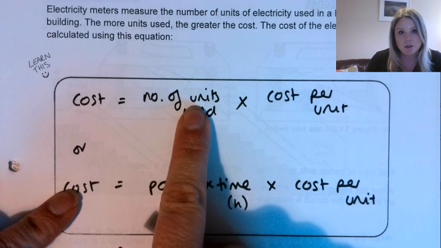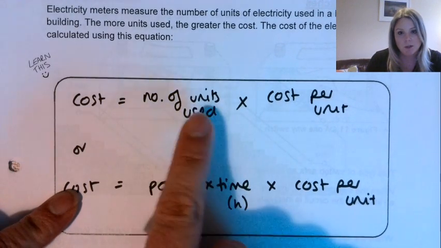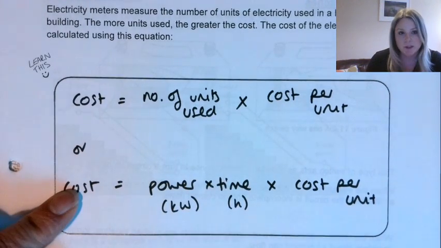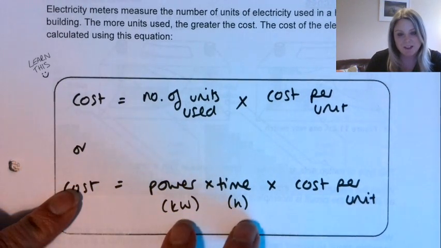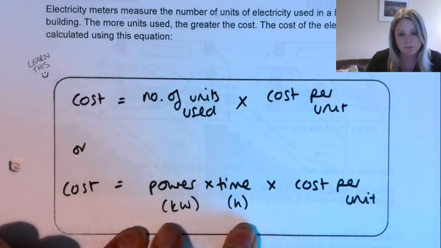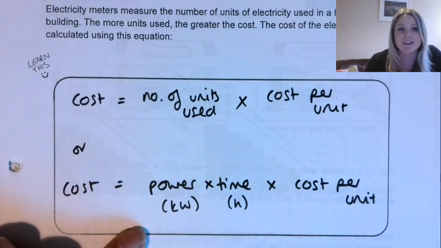Because the number of units is just the energy that's being transferred, we can rewrite that as power multiplied by time, and then you just have to multiply that by the cost per unit. Just a reminder, not our usual units for these things, so kilowatts and hours there. So get those written in for me, thank you.